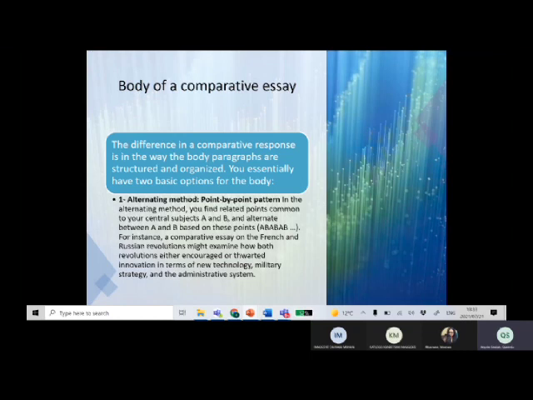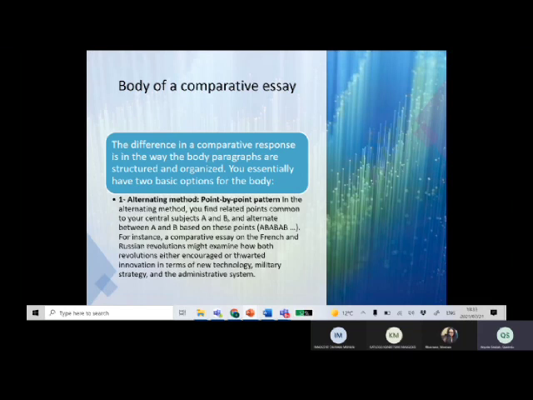So in the alternative method, you find related points common to your central subject, A and B, and then alternate between A and B based on the points. So this is the structure that I was telling you. You have a stem. For example, you're comparing the curriculum, and then you discuss the curriculum in Zimbabwe and the curriculum in South Africa. And then you go to the next stem, which is finances. You discuss finances in Zimbabwe, finances in South Africa. Then you go to the next one, maybe, which is scholarships. You discuss it in Zimbabwe, you discuss it in South Africa.